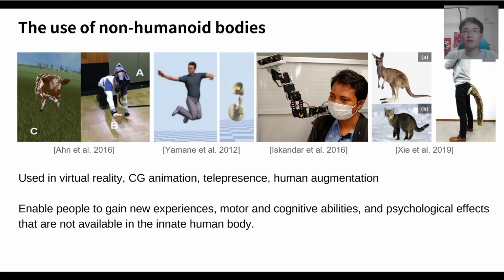In the field of virtual reality, computer graphics, animation, telepresence, and human augmentation, researchers and users have manipulated non-human bodies with structures different from their own as their own bodies. These non-human avatars or bodies enable people to gain new experiences, motor and cognitive abilities, and psychological effects that are not available in the innate human body.